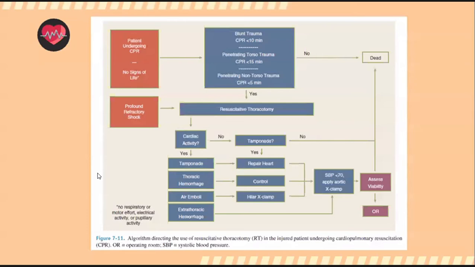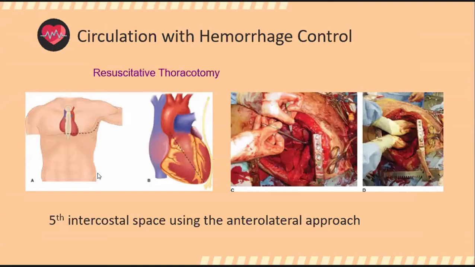So ito, sa ER level to lahat ginagawa. Usually sa mga high-end na centers sa US, pero dito, wala tayong gamit to do this. So yun, ito yung resuscitative thoracotomy. So at the ER level pa lang, if the patient is presenting with shock, you can do this. So fifth ICS, anterolateral approach. Yun nga, nakikita nyo manual compression of the heart. Hanapin yung possible causes of the injury, clamp, ligate, control the bleeding. Then pag-controlled lahat, if viable pa yung patient, diretso sa OR for definitive repair.